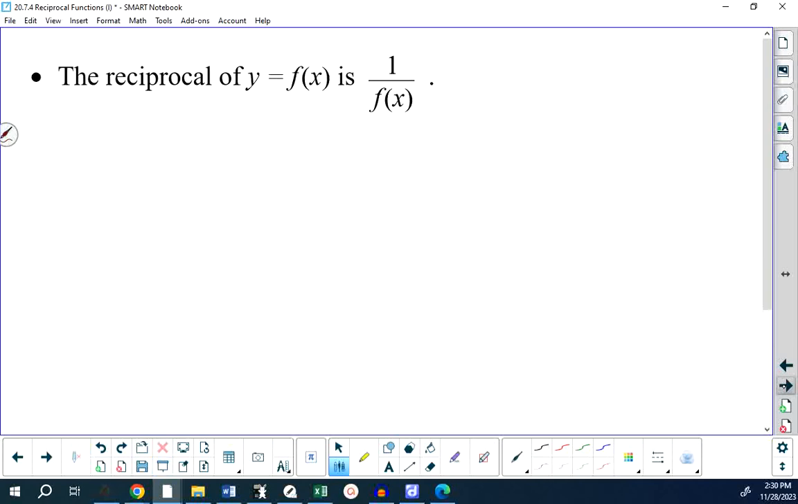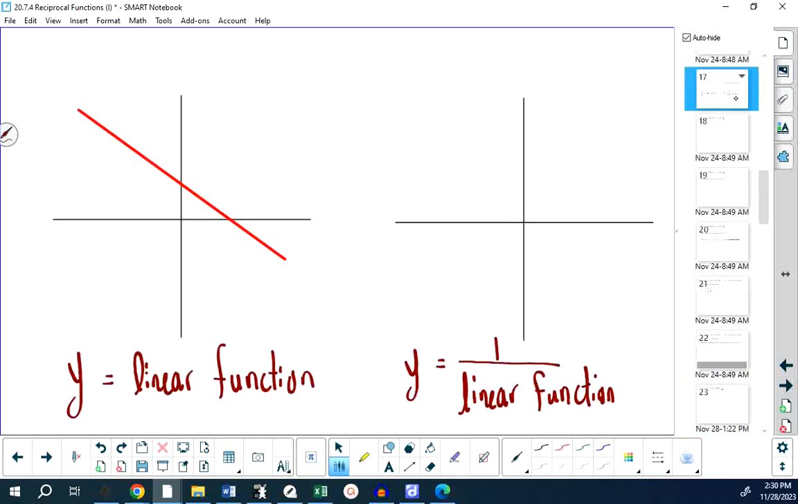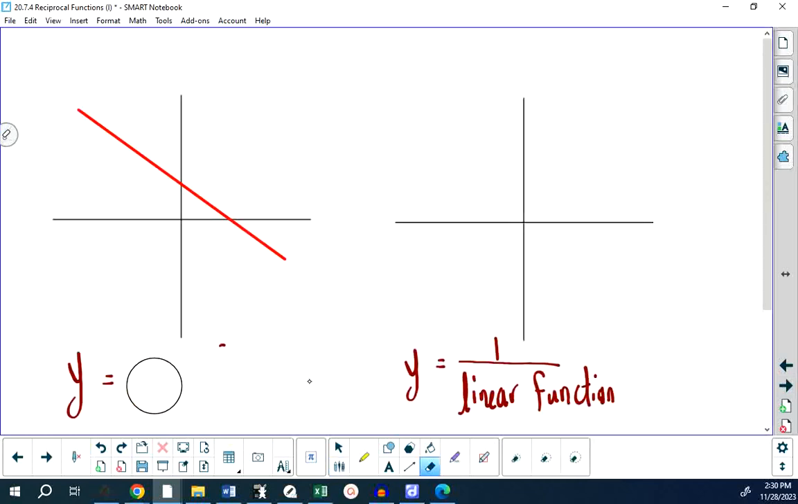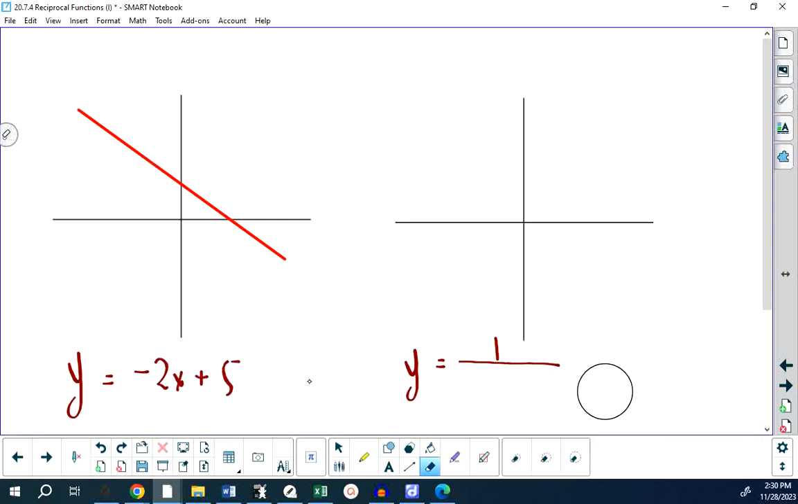The reciprocal of y equals f of x is 1 over f of x. So it doesn't have to be a number. If I go back to what I was talking about earlier, and I said, you know what? Y here is actually negative 2x plus 5. What is the reciprocal function? That. So it doesn't have to be a number, it can be a function. And the reciprocal of a function is just written as 1 over the function.